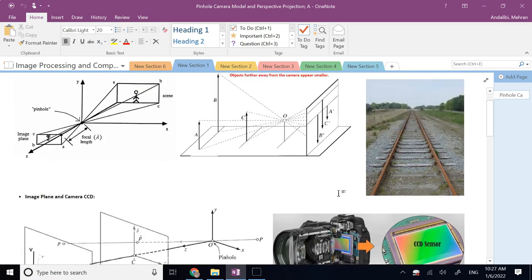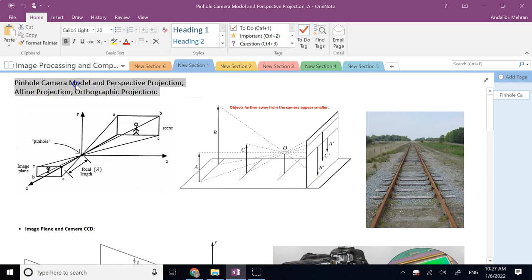That's one of the most important things that you need to know, and that's where the camera models come into play. One of the simplest, yet most well-known and most used types of models for the camera is called the pinhole camera model. The projection resulting from that, we call perspective projection.